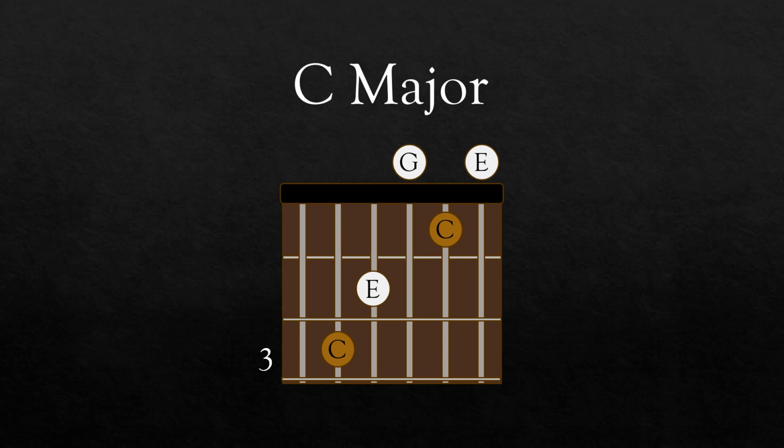We can make this chord movable by barring across the top three strings from G to E. This means that other chords can also utilize the C shape, as we'll discover later on.